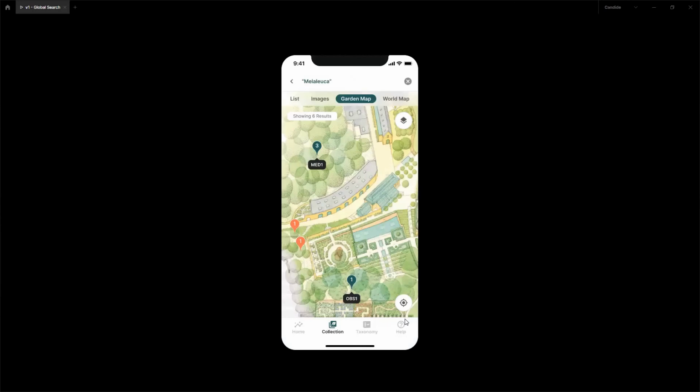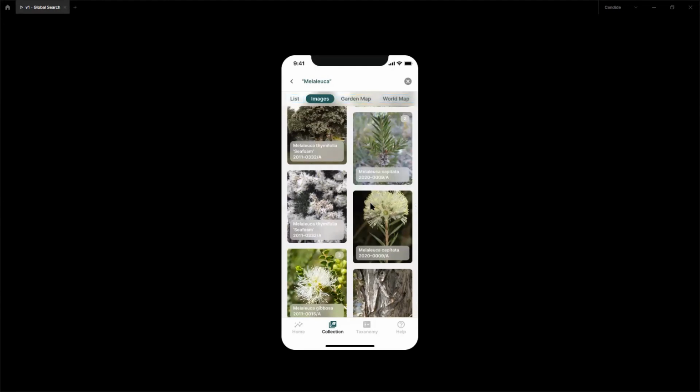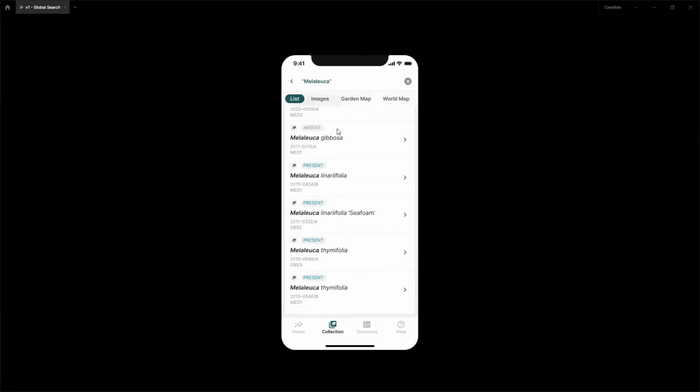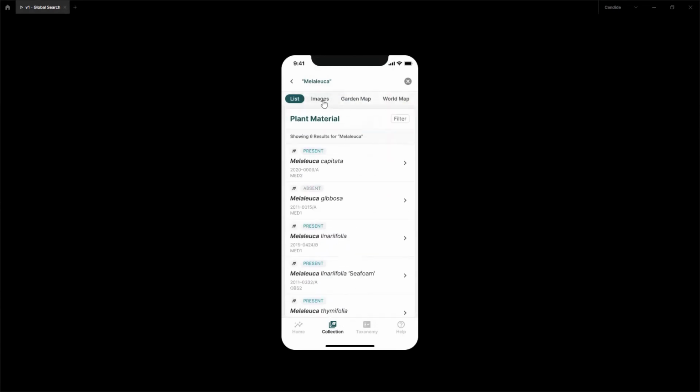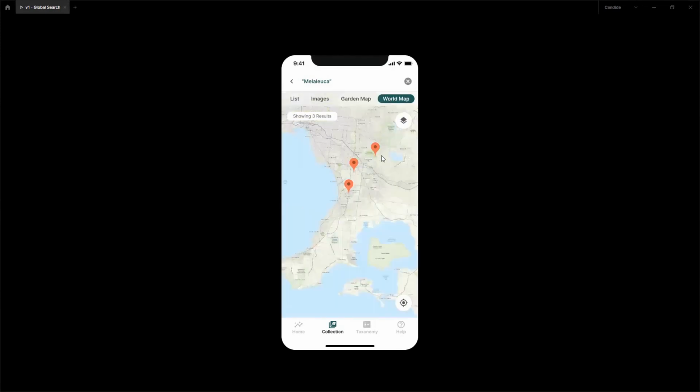And then Hortis will give you 4 things to look at. It will give you the map of the garden, so you can see where it is in the garden straight away. It will give you any images you have of Melaleuca, so you can look at that. Sometimes you know, oh, it's the Melaleucas with yellow flowers, I can't remember the species name. Or you know exactly what it's called, but you want to sort it by something. That's when the list is handy. So this gives you 4 different viewpoints of your data. And the last one is obviously if you have wild collected material, so you can see where it was collected in the wild. And that's sometimes extremely important as well.